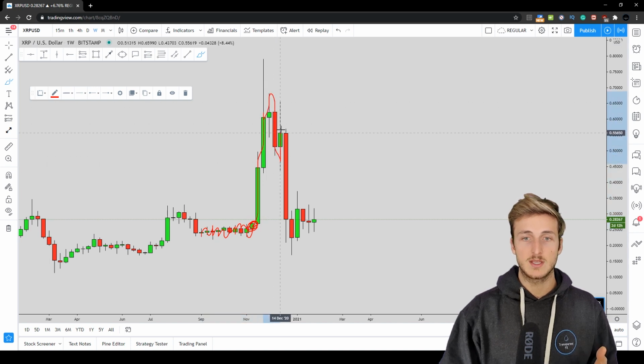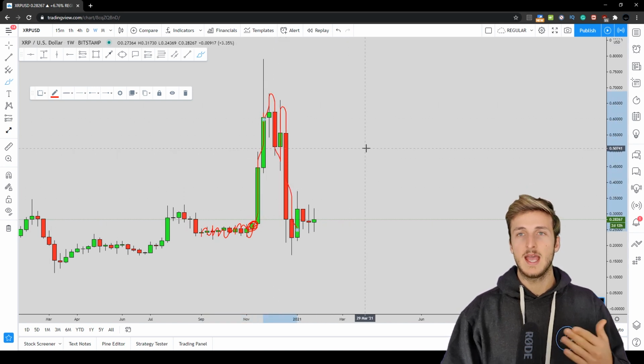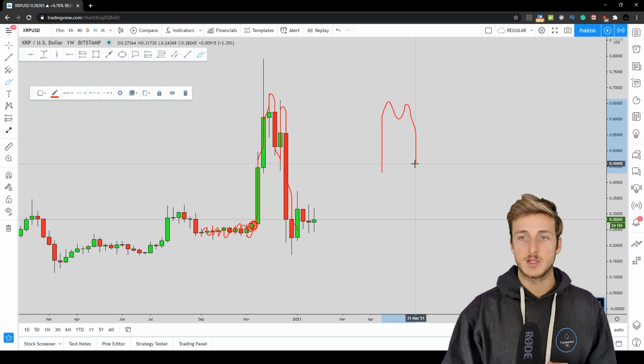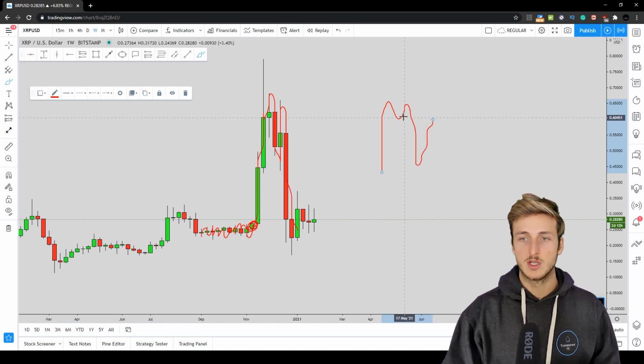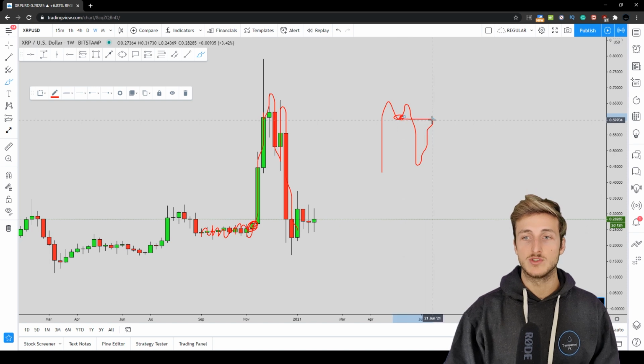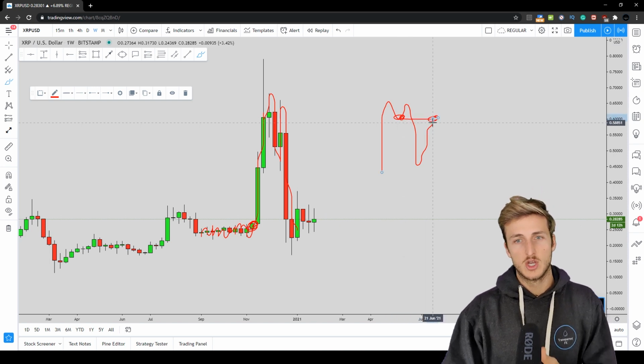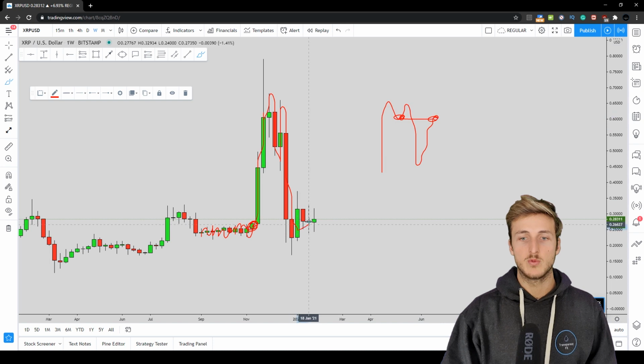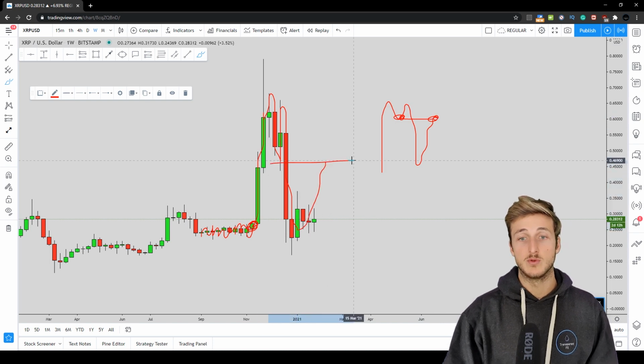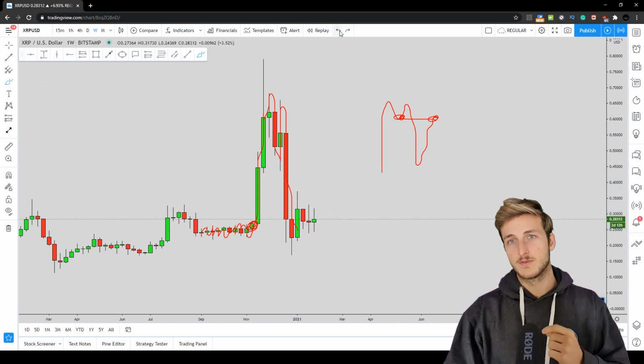And then we had the creation of this M formation. Generally speaking, after an M formation, what you want to have is the market to create a move to the upside to go and complete the pattern at the previous support, now turned resistance. So on the weekly time frame here, we expected the market to create a move to the upside. But there is a first upside target.